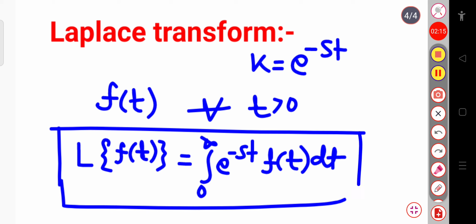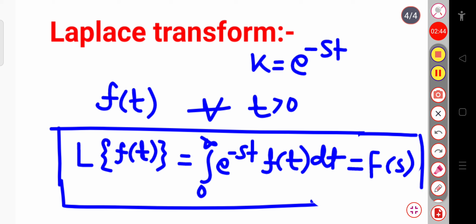So just try to remember this formula so that we can solve every problem based on the Laplace transform. Suppose here I am writing this as f of s. This is just a function of s, since you can see exponential minus st. So we represent this total Laplace transform as equal to f of s. This is the total representation of the Laplace transform.